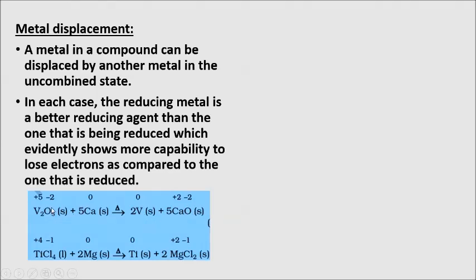Here both the oxidation as well as the reduction is taking place. That's why it's a redox reaction. The second example: titanium tetrachloride plus magnesium gives you titanium plus magnesium chloride. That means the metal has been displaced, that is titanium. Magnesium displaces the titanium and forms magnesium chloride. And in each case, the reducing metal is a better reducing agent than the one that is being reduced. Why? Because it shows more capability to lose the electron as compared to the one that is reduced.